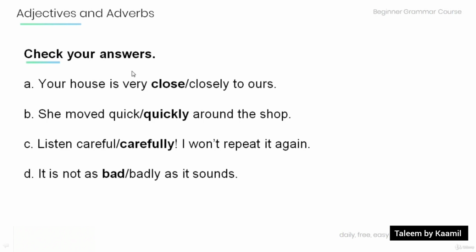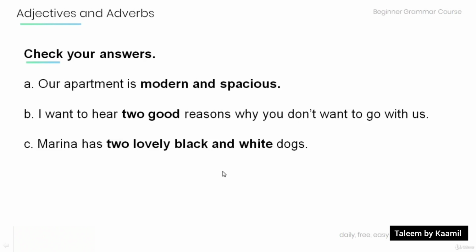Now let's check your answers. Your house is very close to ours. She moved quickly around the shop. Listen carefully. I won't repeat it again. It is not as bad as it sounds. Our apartment is modern and spacious. I want to hear 2 good reasons why you don't want to go with us. Marian has 2 lovely black and white dogs.